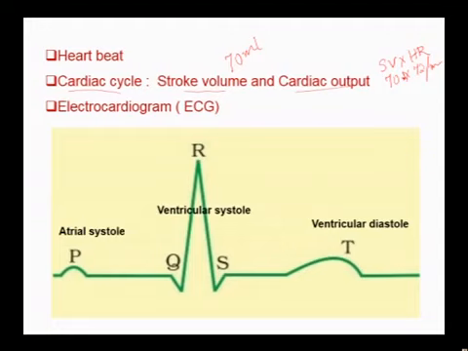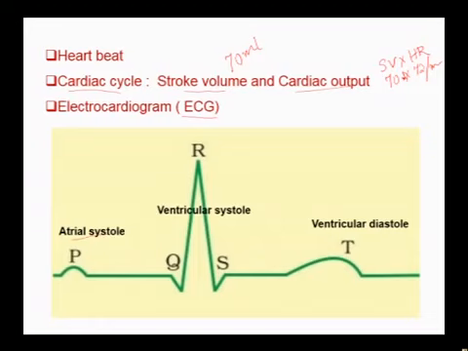Anyhow, the functioning of the heart can be assessed by an ECG. This is a graphical representation which is showing the functioning of the heart. It is the electrocardiogram, which is recorded by a device called electrocardiograph. Here we have the waves P, Q, R, S and T. P is the atrial systole that it is indicating.